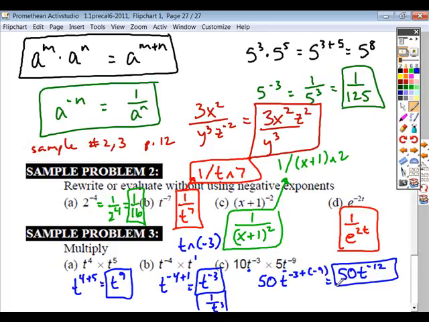So here's one potential answer. Because it's a negative power, you could also express it in terms of a fraction. 50 stays in the numerator. Our base of t, because it has a negative power associated with it, will be moved to the denominator, change the power to a positive. And so 50 over t to the 12th would be an alternate form for that as well.